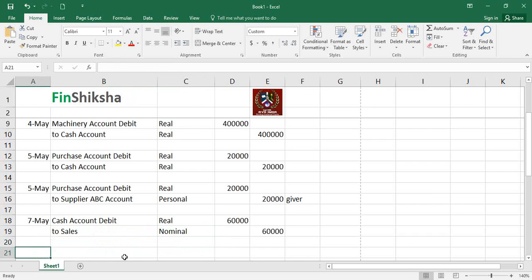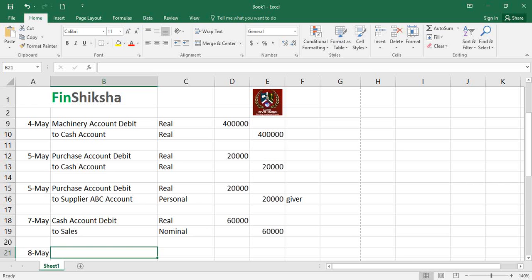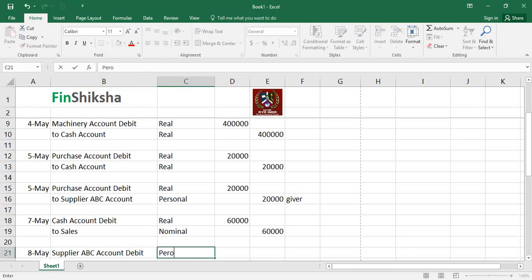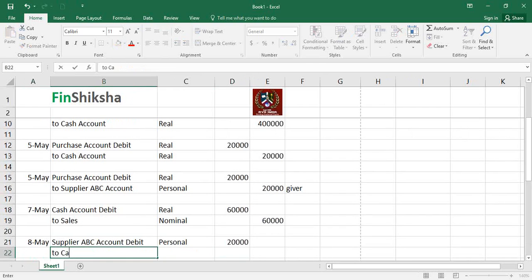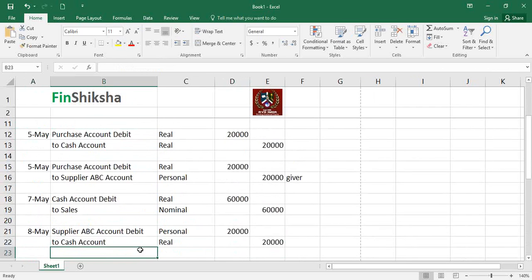So that's this, and on the 8th of May, you have made a payment of 20,000 to the supplier. So supplier ABC account debit. That's, remember, a personal account. He's a receiver in this case, 20,000 to cash account. Cash is a real account, 20,000 goes out. Correct? That's your entire journal entries for these transactions, right?